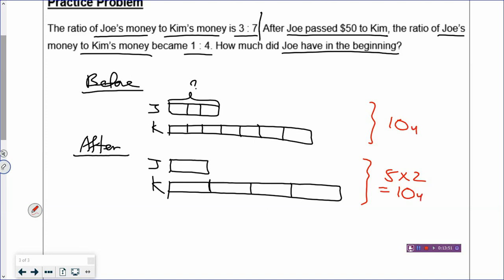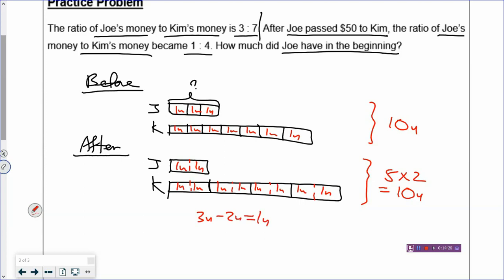All right, now we can start cutting. So 2, 4, 6, 8, and 10. And every box is called 1 unit. Okay? And now we can start to solve. So you can see that Joe has given how many units to Kim. From 3 units, Joe must have given 1 unit, right? Because now he has 2 units left.